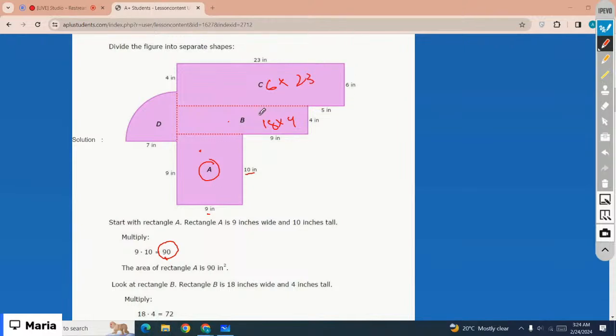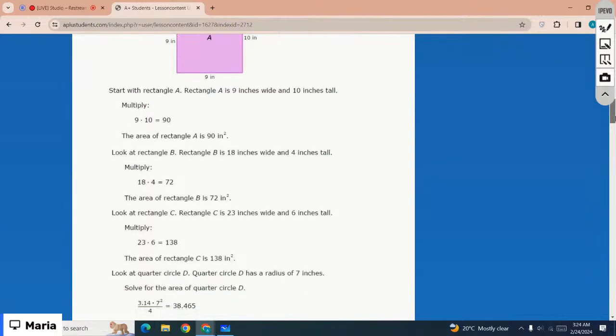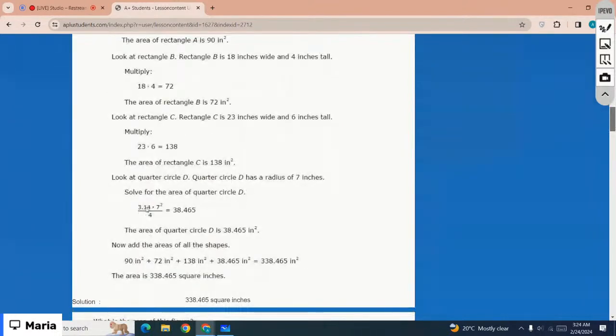So now you have the area of all three rectangles. For the semicircle, you need to use the formula to calculate the area, that is pi r square over 4, right? The area of the semicircle is pi r square divided by 4. So now you have the area of the semicircle also.